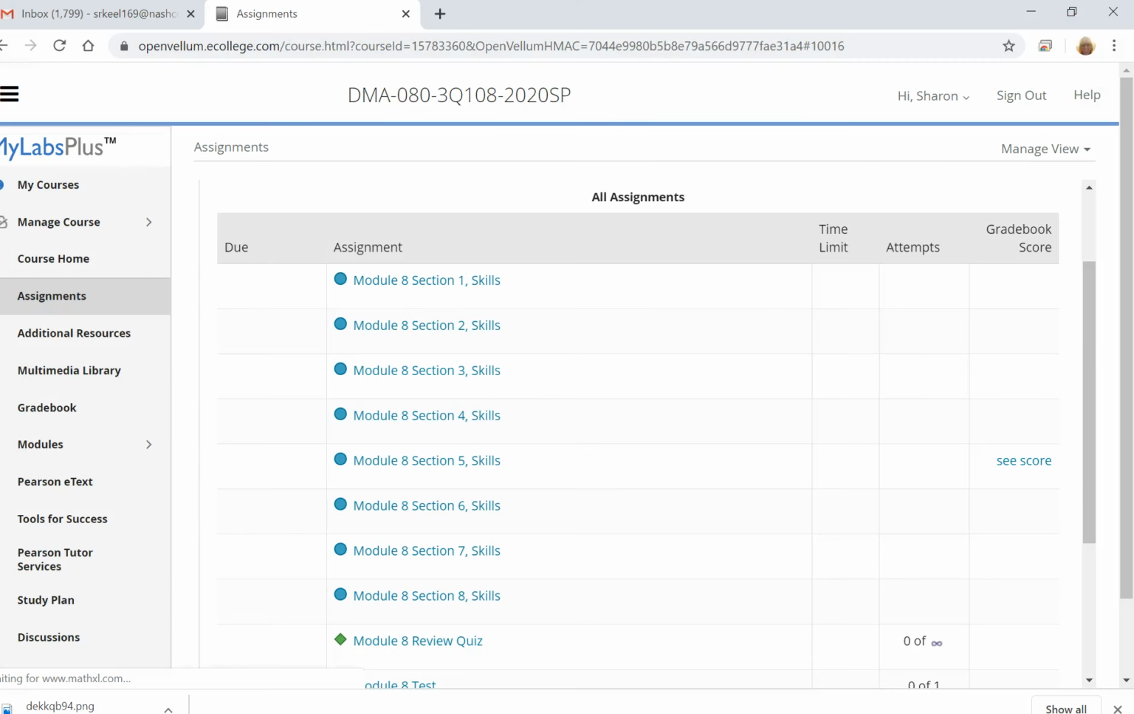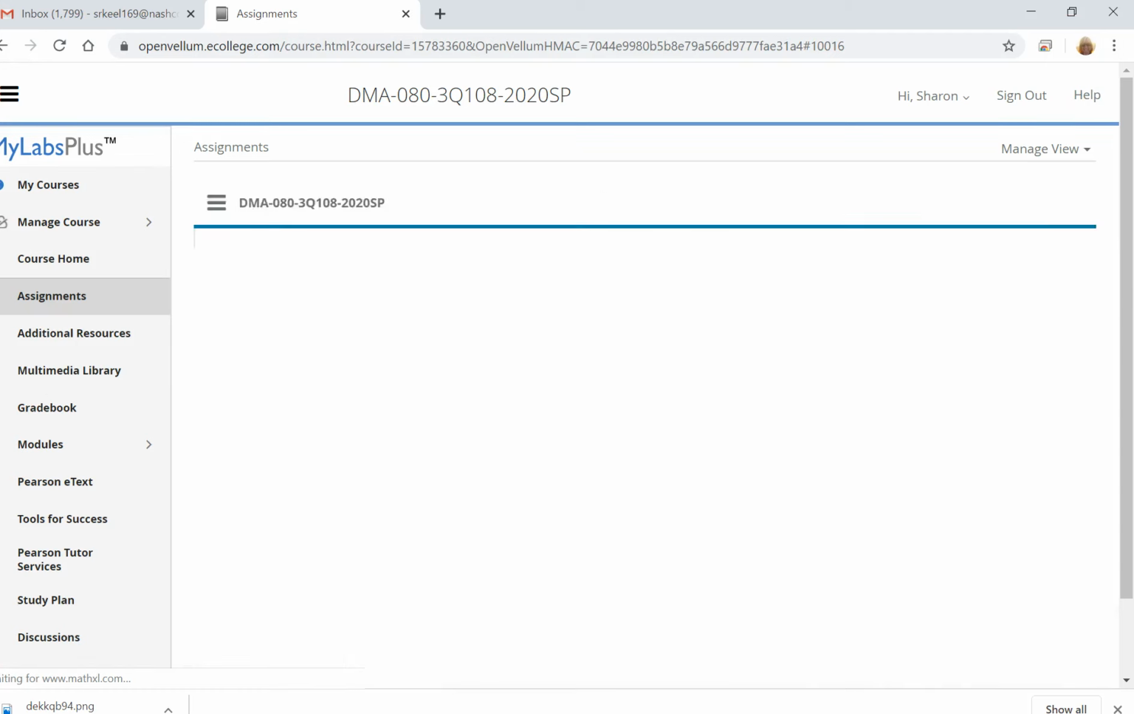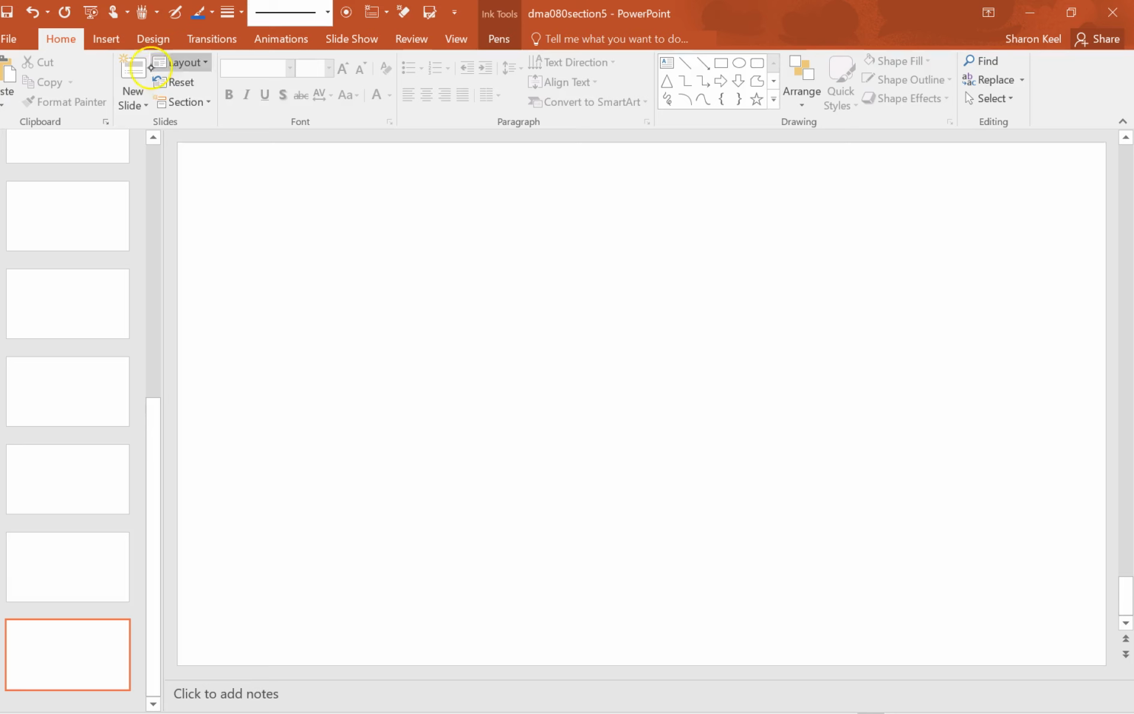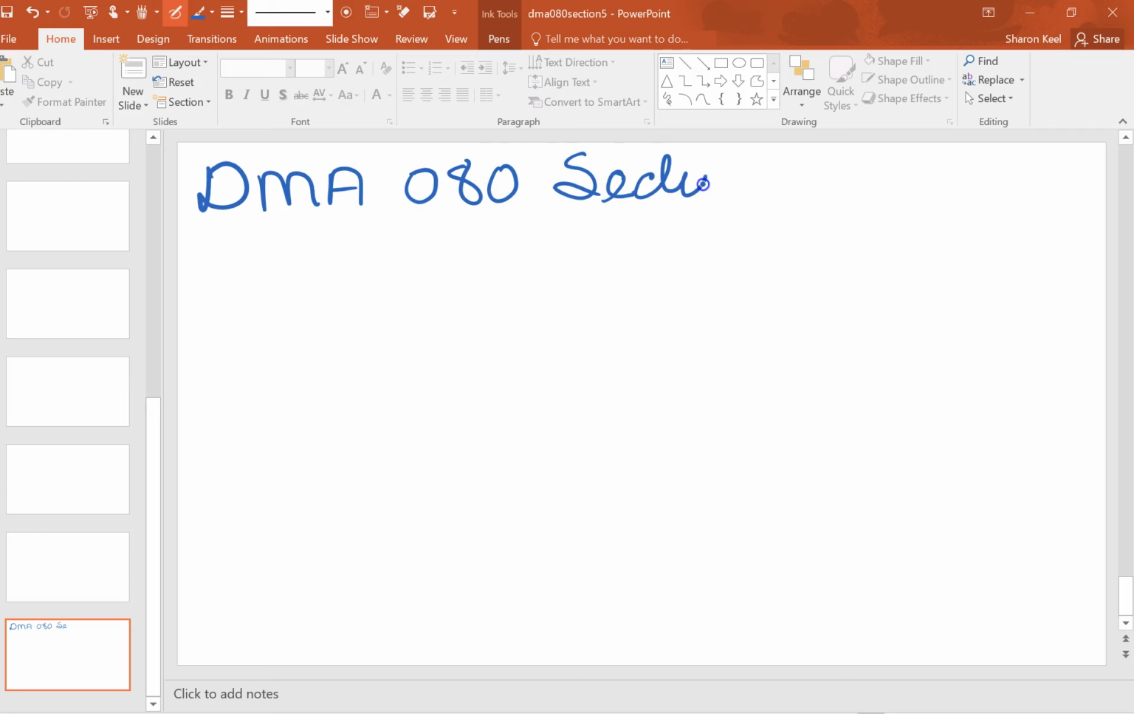Okay, ladies and gentlemen, we are going to move into Module 8, Section 5. As we're in Module 8, Section 5, we are going to be addressing the concept of rationalizing the denominator. So as I said, DMA 80, Section 5.